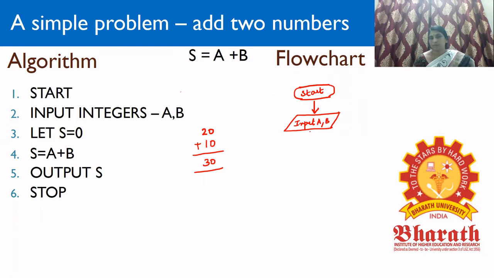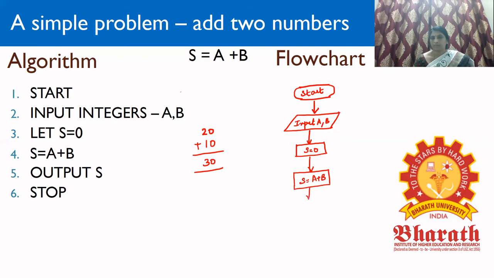Then next comes the process. That is, we are giving S is equal to 0. The process is indicated by a rectangle. So S is equal to 0. Then another process we are doing, that is S is equal to A plus B.